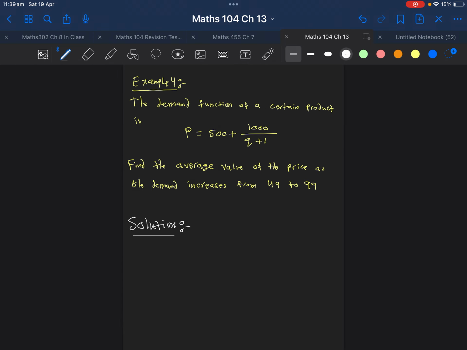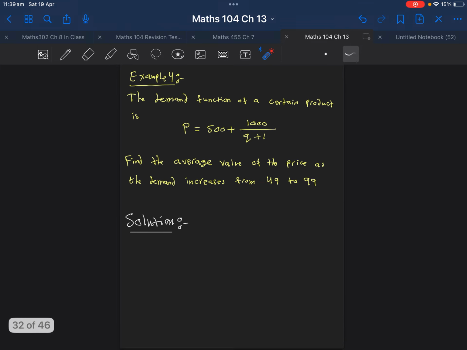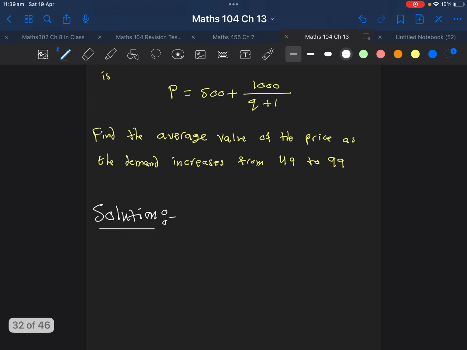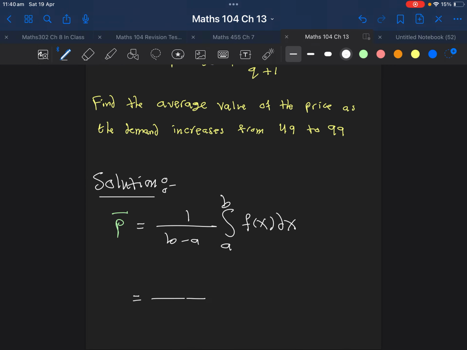Example number 4, we have the demand function, which is the price, given to me by this formula here. And now we need to find the average value if the demand increases from 49 quantity to 99 quantity. Let me do this example a bit step by step. So we need to find the average price. And the formula to find the average price using the integral is 1 over B minus A, which will be 99 minus 49.